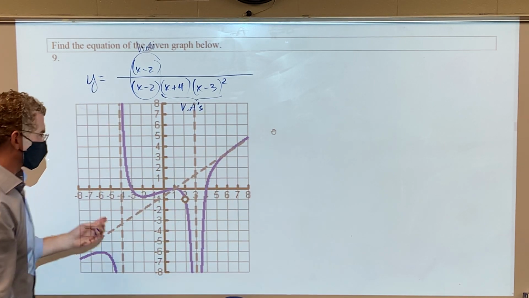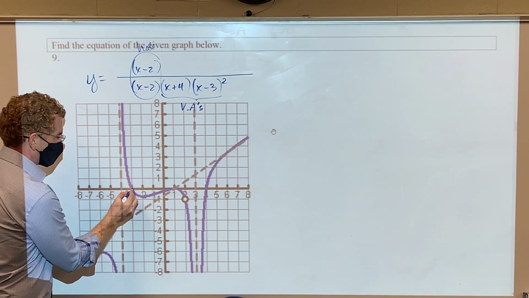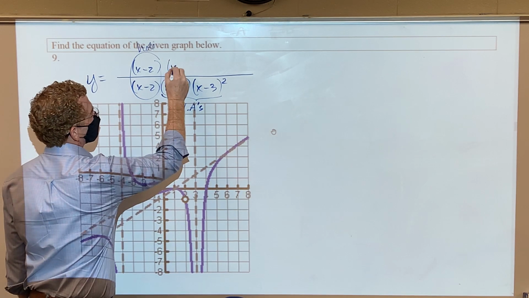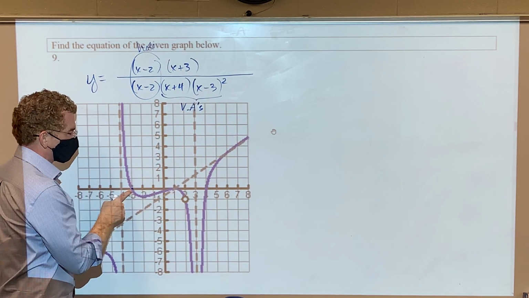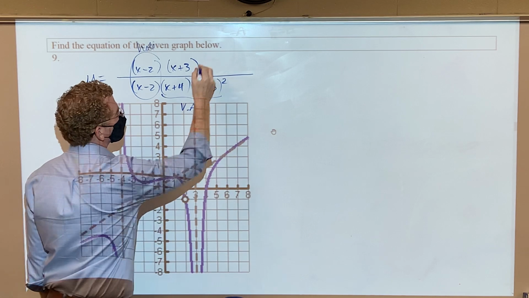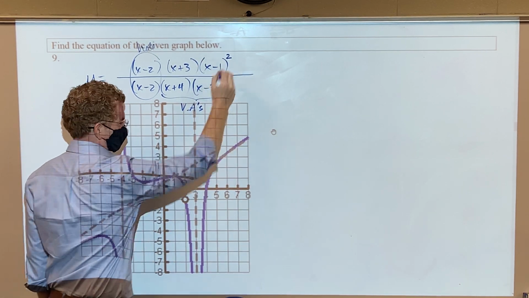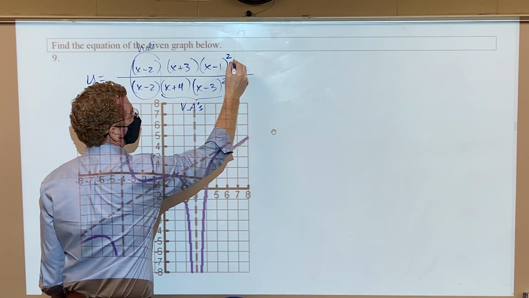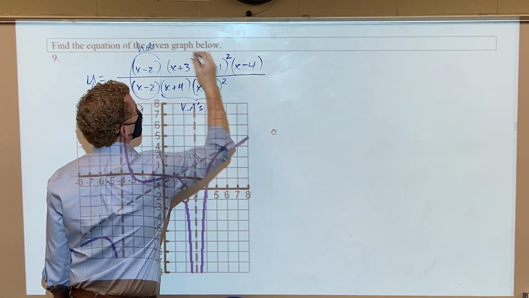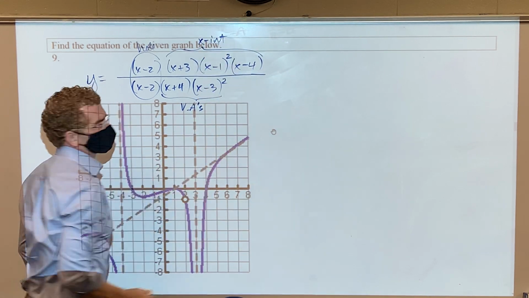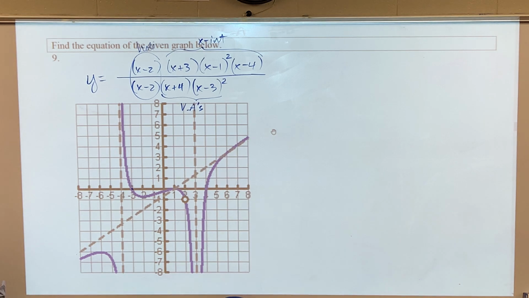Okay? What else we got going on? Root at -3 or 0 or x-intercept? No bounce though. Root at 1, so x -1, bounced, squared. And then root at 4, so that represents all of my x-intercepts. Now you're looking at this and you see a slant. When do slants happen?